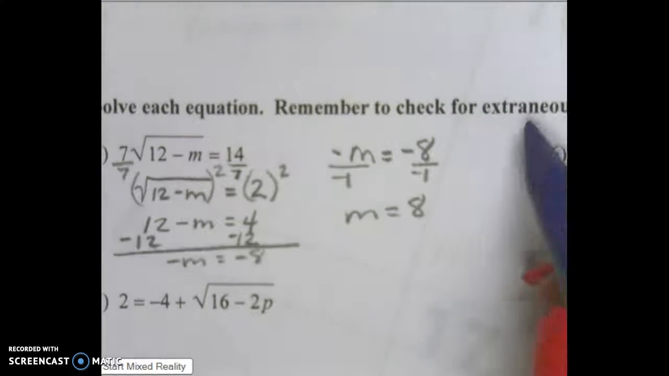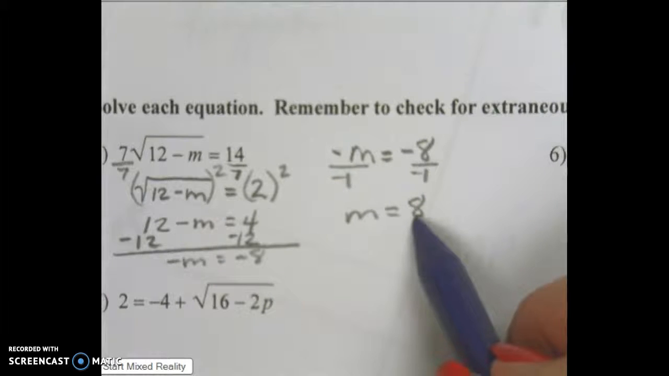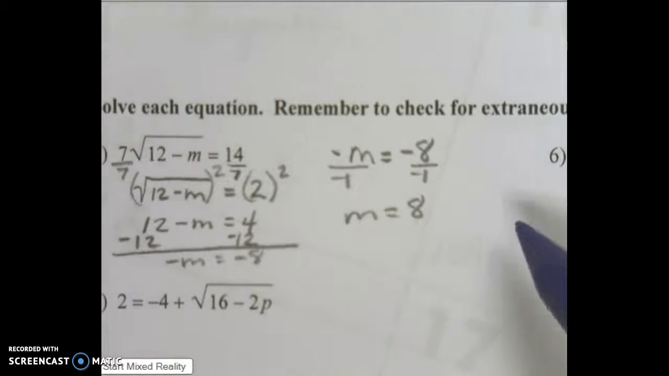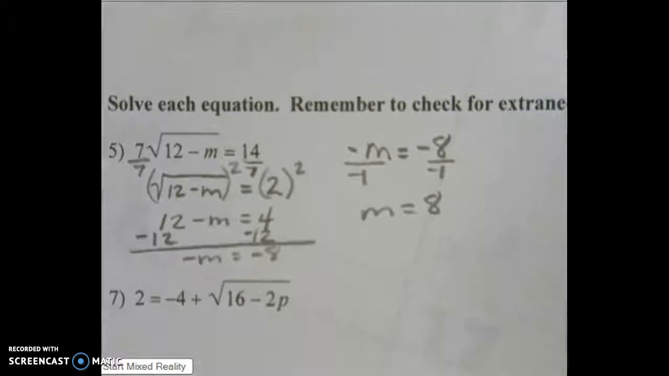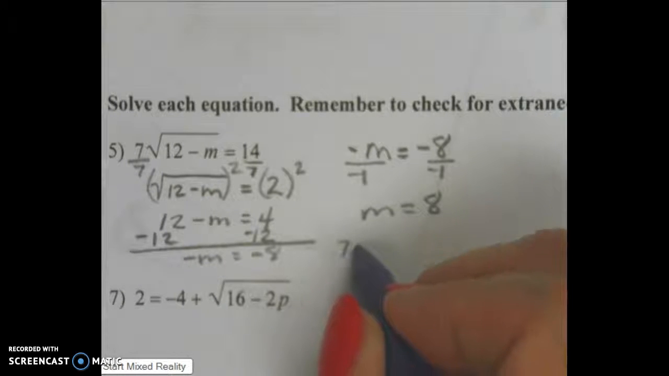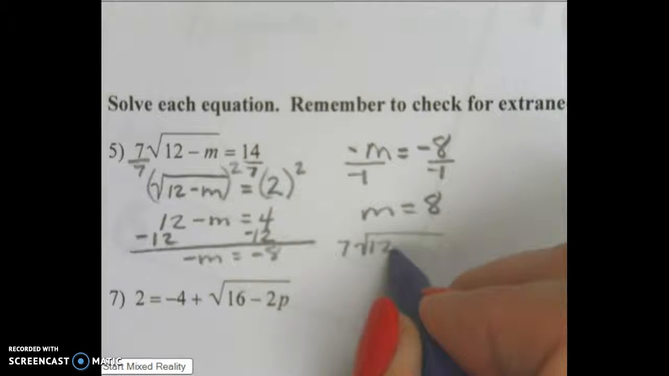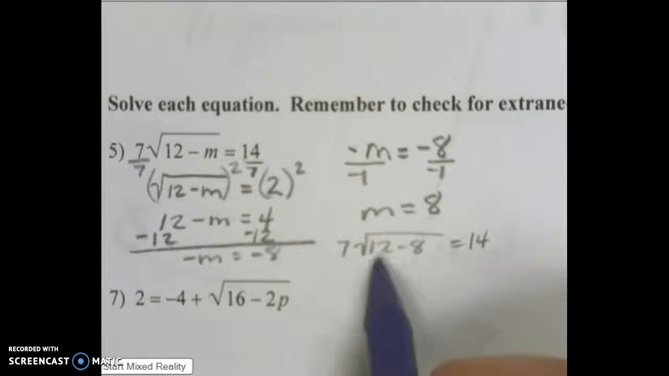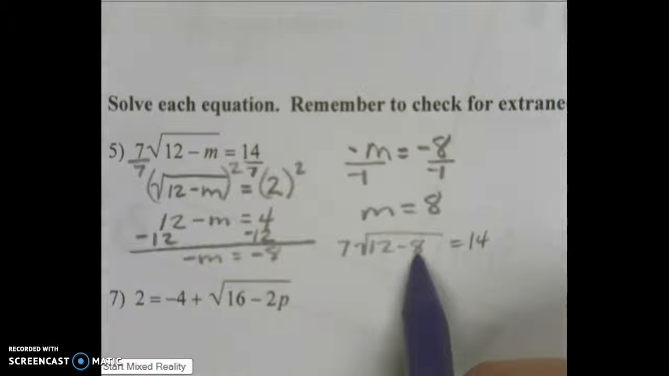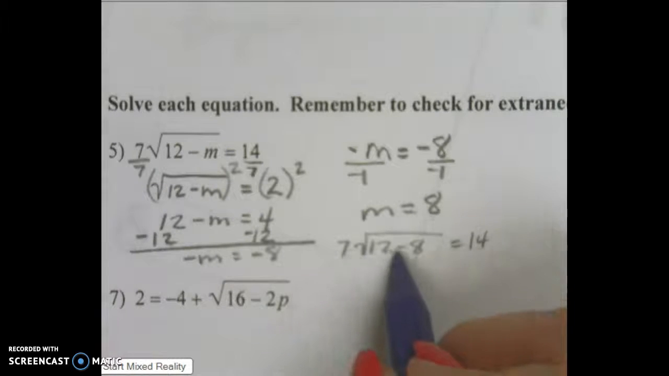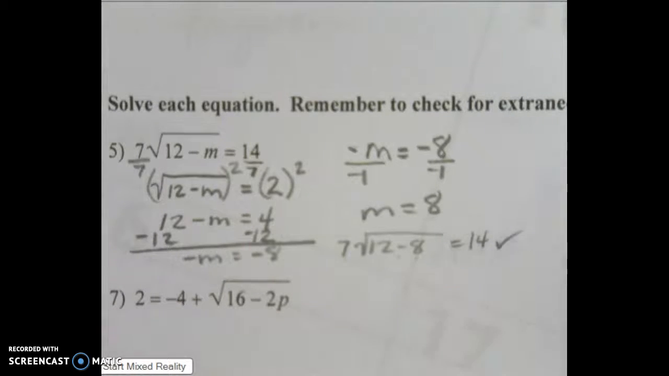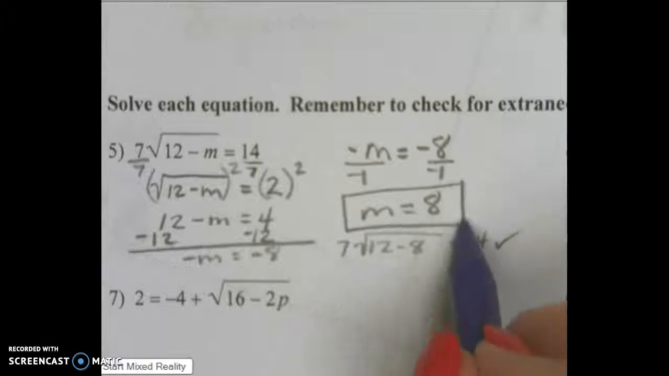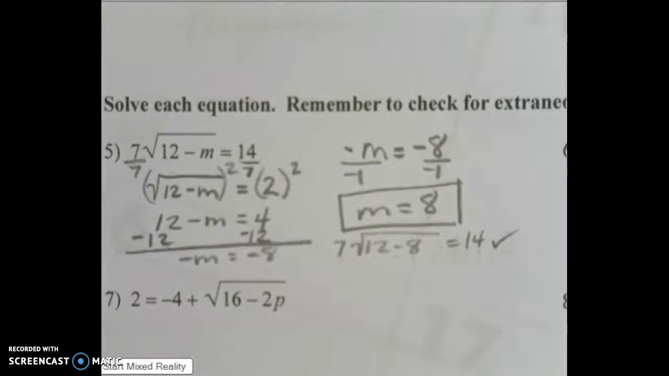Now to check for extraneous solutions, I take my answer and I plug it back in to make sure that my problem works. So 7 times the square root of 12 minus 8 needs to equal 14. 12 minus 8 is 4. The square root of 4 is 2, so 7 times 2 is 14. It works. 8 is my solution.